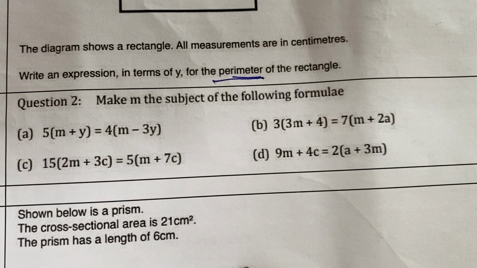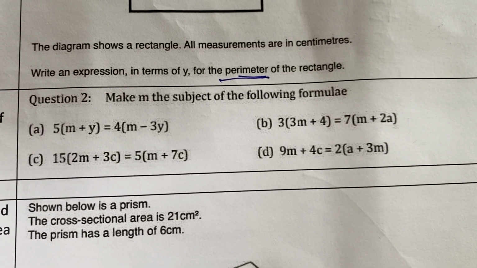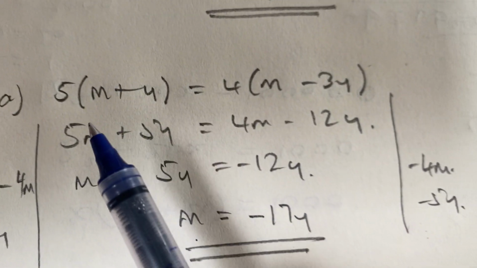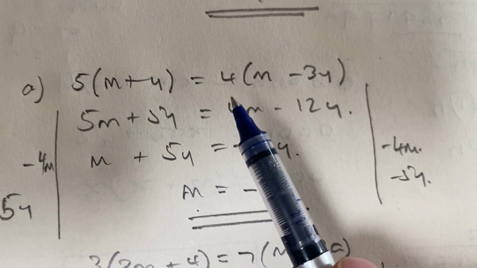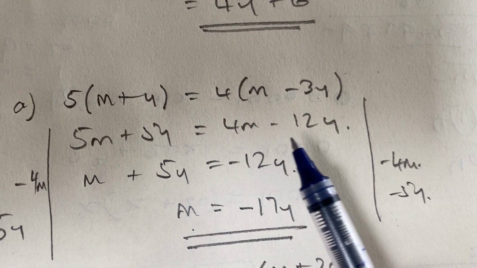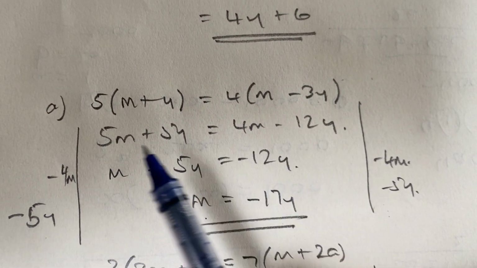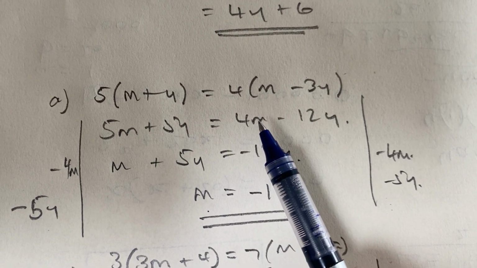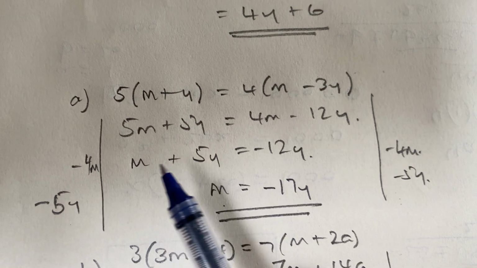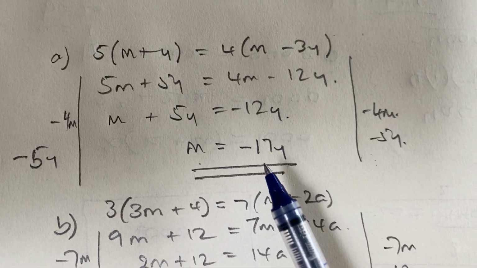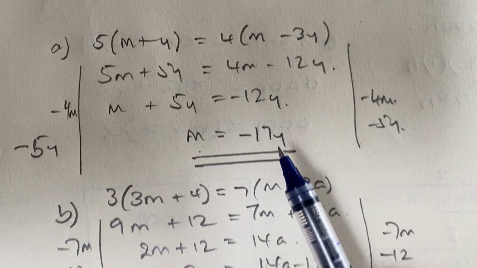Now these 4 questions make M the subject of the formulae. So what we do here, first one, well, 4 and 5, you can't do anything with that. So I'm going to multiply out everything. So it becomes 5m plus 5y equals 4m minus 12y. Notice you've got most m's on this side, so get rid of 4m from both sides, at least 1m there, and then get rid of the plus 5y by taking it away, and you end up with minus 17y.